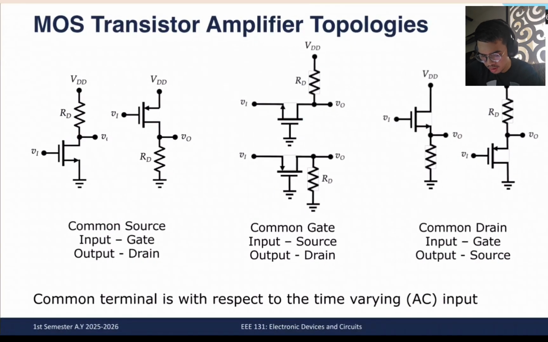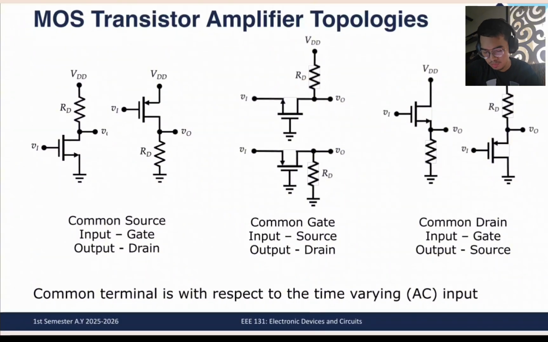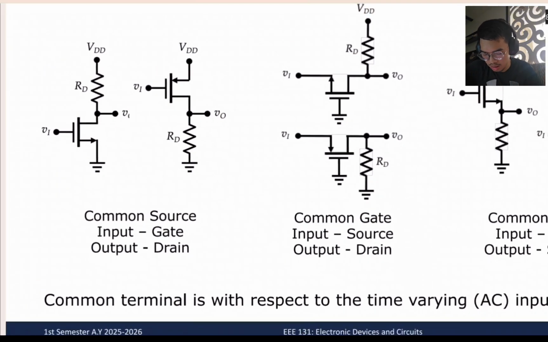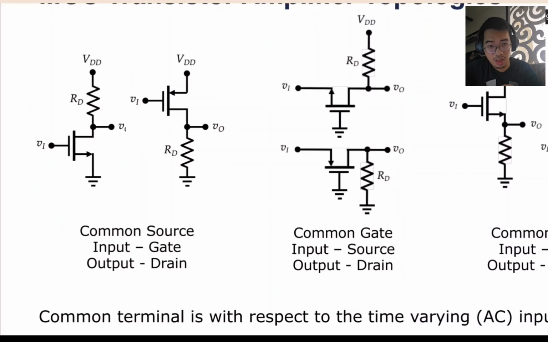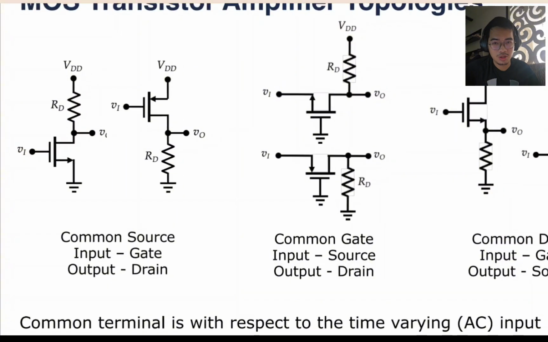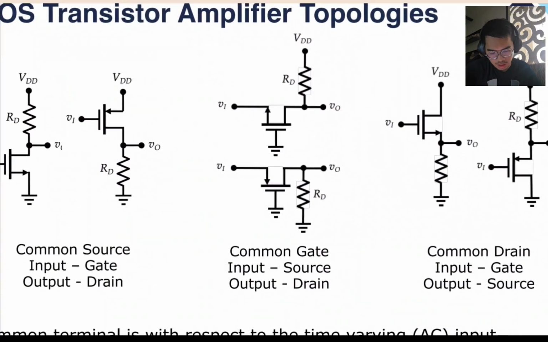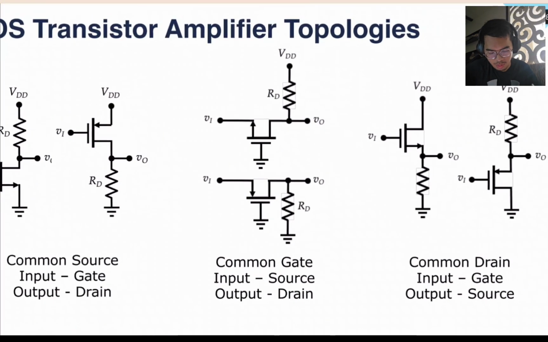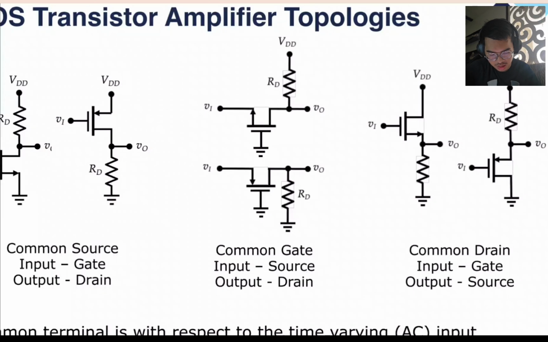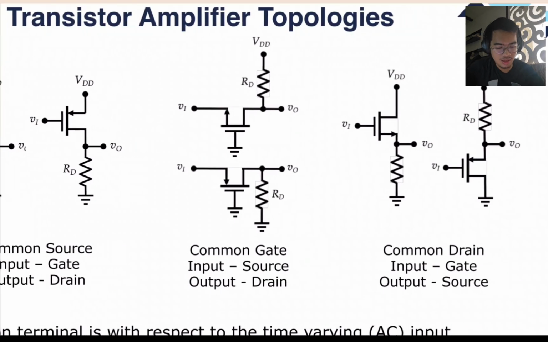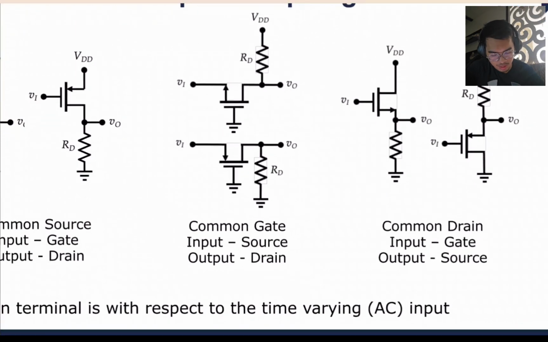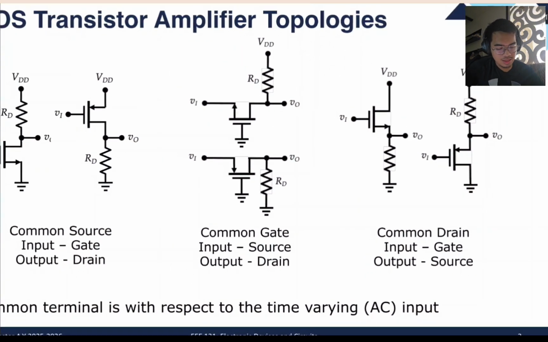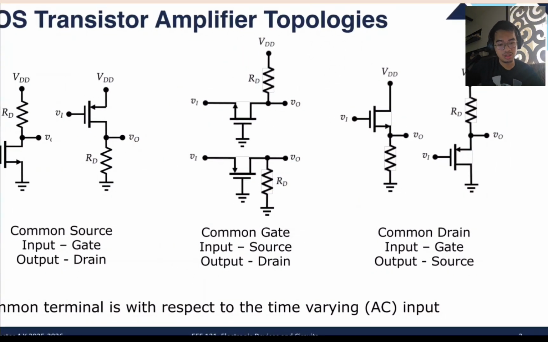So for the first amplifier topology, we have here the common source. This is the equivalent of the common emitter. The input will be fed into the gate, and the output will be taken from the drain. We have here, this is for the NMOS, and this is for the PMOS. And we have here the common gate. In the common gate, the input is at the source, and the output is taken from the drain. And lastly, we have the common drain. The input is taken at the gate, and the output is taken from the source.